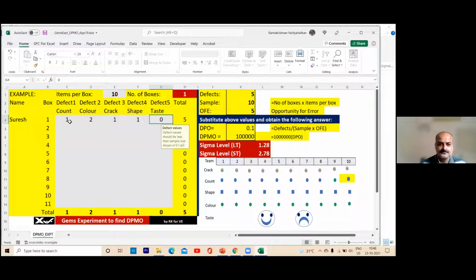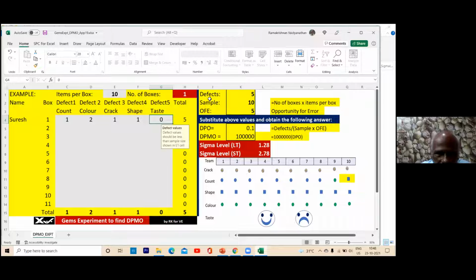Now, please see here. I have counted total defects for the first box is 5 defects. If you add 1 plus 2 plus 1 plus 1, 5. For the different defects also, I have given the total here at the bottom. Count is 1, color is 2, crack is 1, shape is 1, total is 5 here. So, total also is tallied here. Likewise, I will tally for all of you.